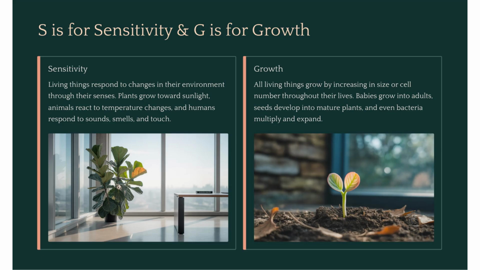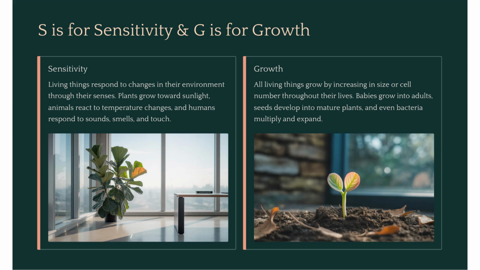S is for sensitivity, and G is for growth. Sensitivity means responding to changes in the environment. Plants grow toward sunlight, animals respond to temperature, and humans react to sounds, smells, and touch. Growth means all living things increase in size or cell number. Babies grow into adults, seeds turn into plants, and bacteria multiply.